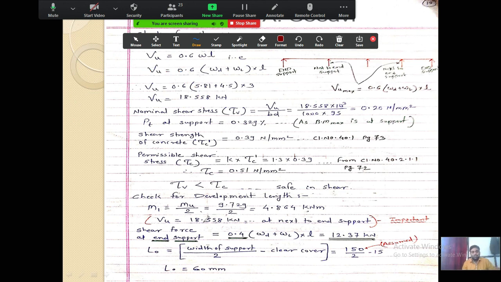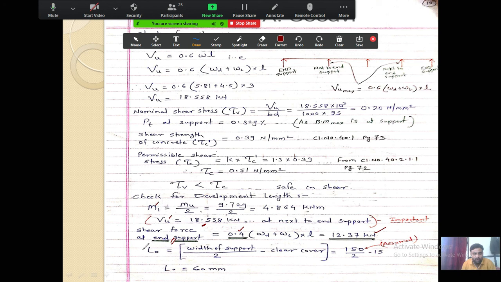So the shear force. Now I hope you understand why we are not taking this value. Okay. So V is equal to 18.55 kilonewton at the next to the end support. This is important. Shear force at end support we need to calculate. So shear force at end support, this is the coefficient for dead load as well as live load, 0.4, 0.4. Dead load, live load, we already know the values, 5.81 and 4 point something. So we got this value of shear force, 12.37 kilonewton is the shear. Okay. Now we have calculated the value of M1, we have calculated the value of Vu.